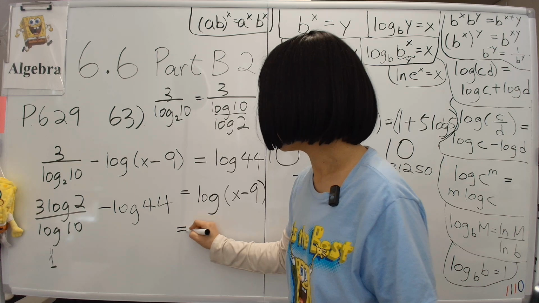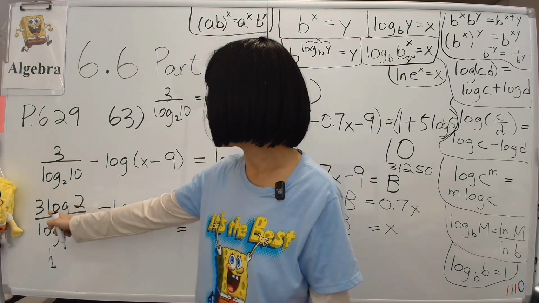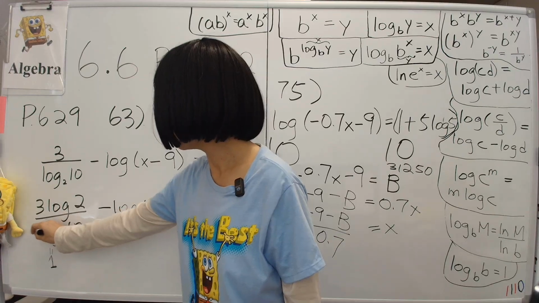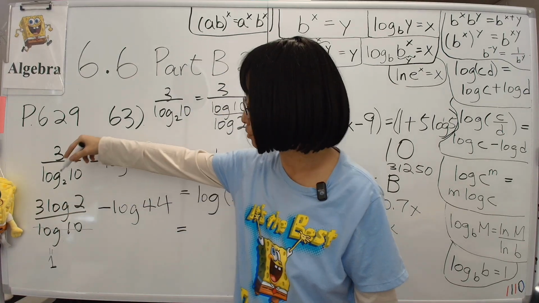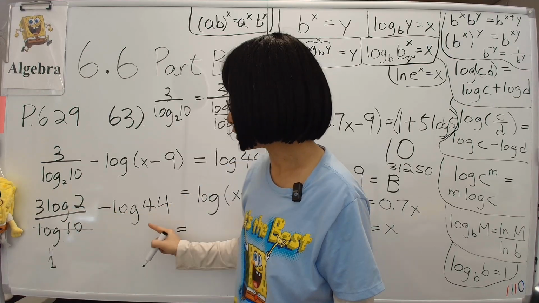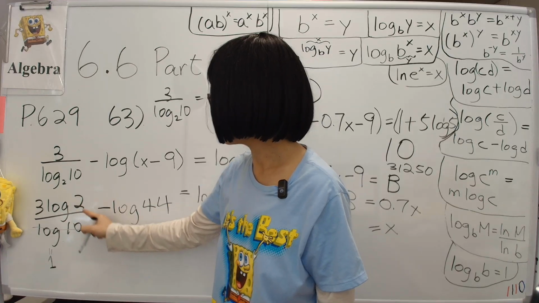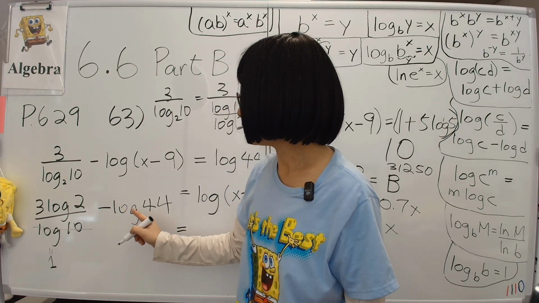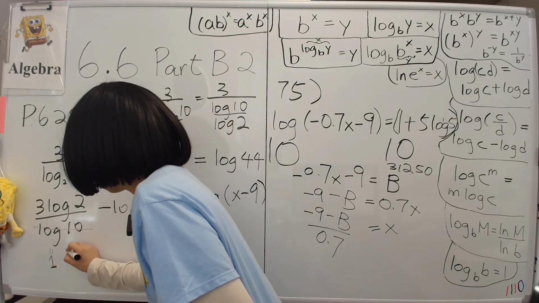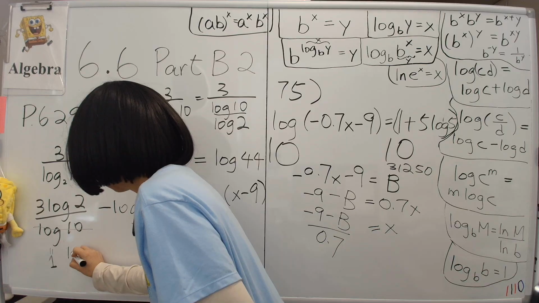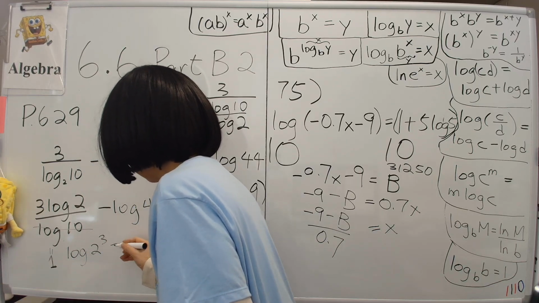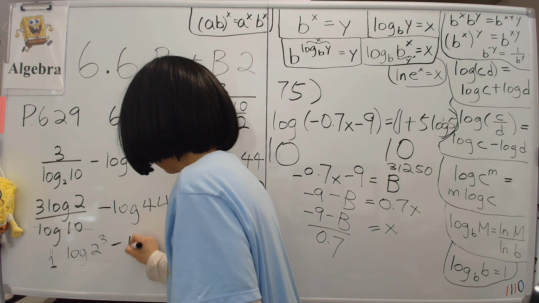And what does that equal to? We can now combine them, because 3 log 2 is the same as 1, so we'll just ignore it like it doesn't exist. So 3 log 2 will kick the 3 up here, and combine these two terms. So it's log 2 to the power 3. So we have log of 2 to the power 3 minus log of 44.